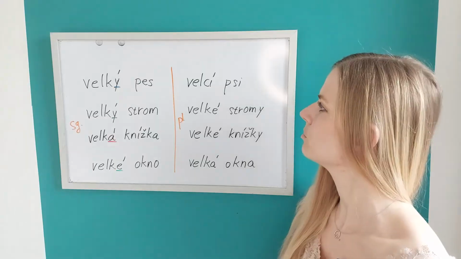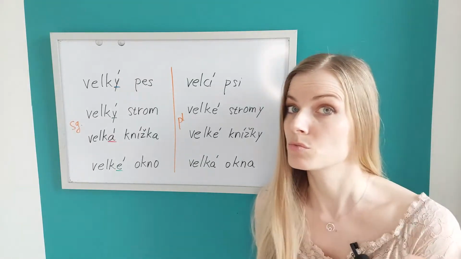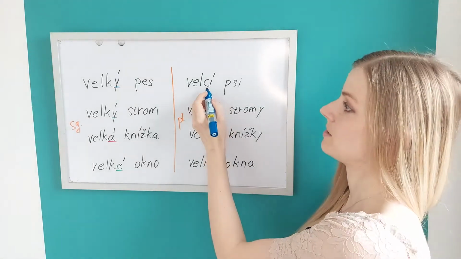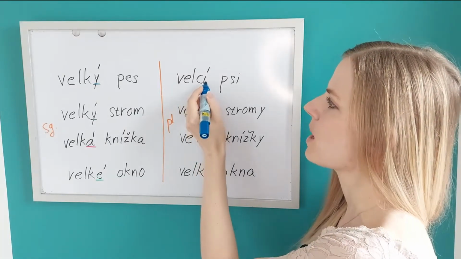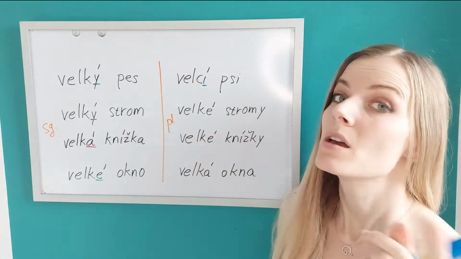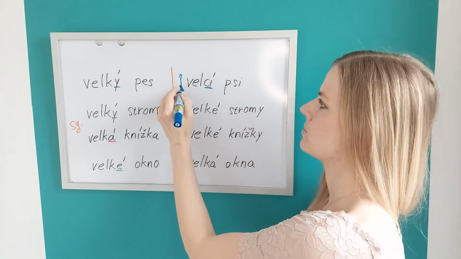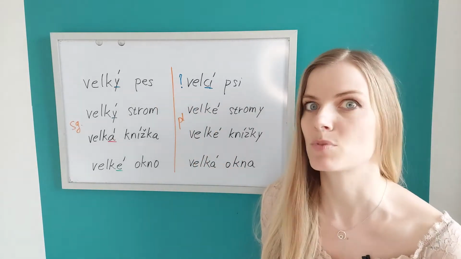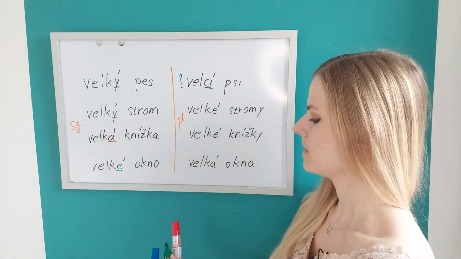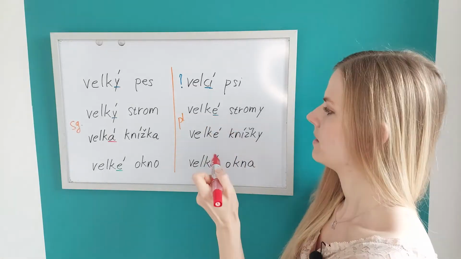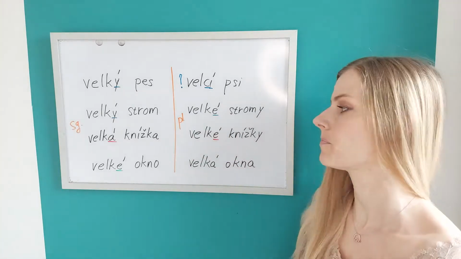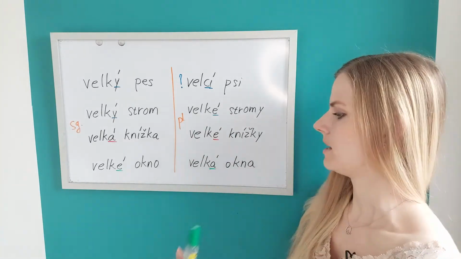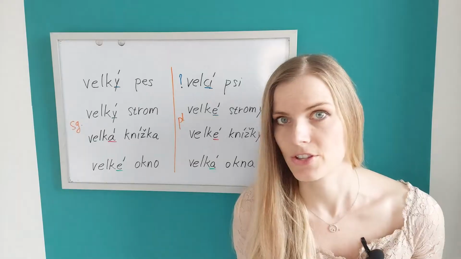Now, what happens with plural? We have to be aware of this change here in standard Czech. Velcí psy. We have to write it with an I, but K changes to C. Velké stromy. Velké knížky. As you can see, these endings are the same. A velká okna. This is the standard Czech.